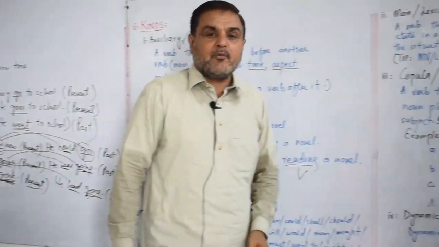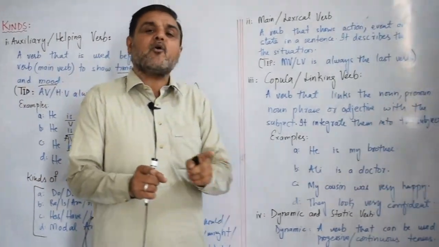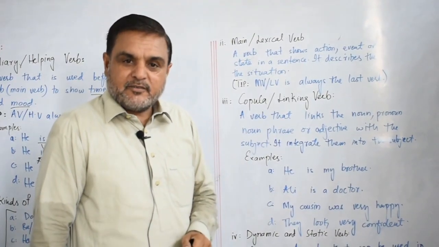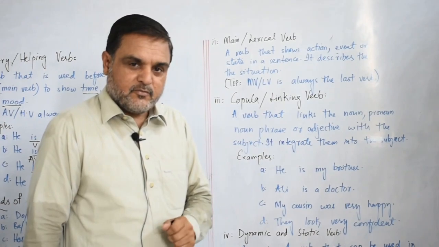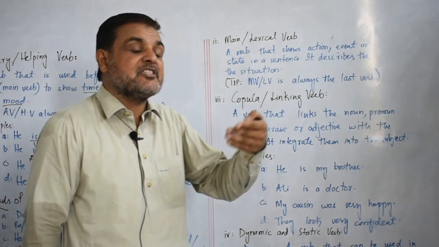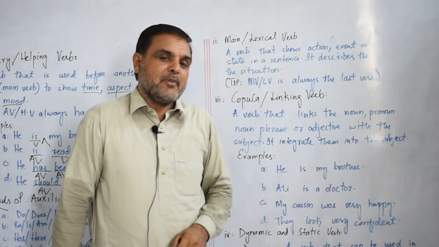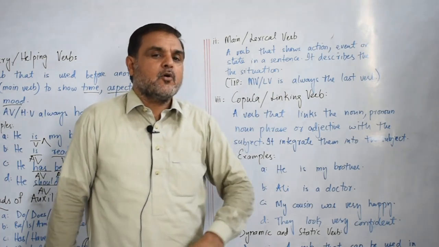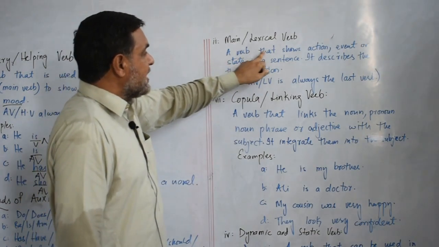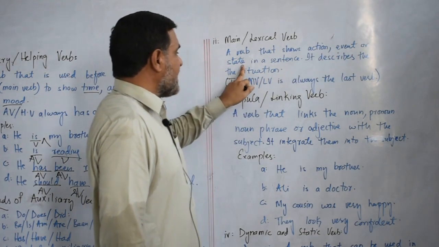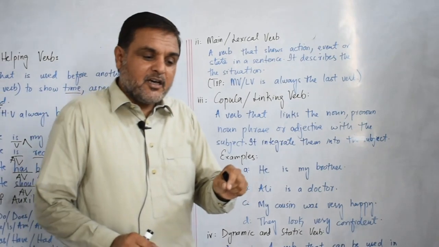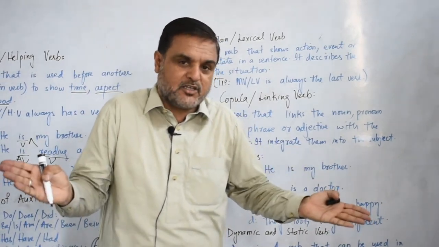Let's talk about main verb or lexical verb. Main verb or lexical verb is typically contrasted with auxiliary verb. The last verb in a sentence that shows action, that shows event, that represents the situation is called the main verb or lexical verb or principal verb. Keep that in mind. Here is a definition: a verb that shows action, event or state in a sentence. It describes the situation. Basically, the verb that describes the situation.